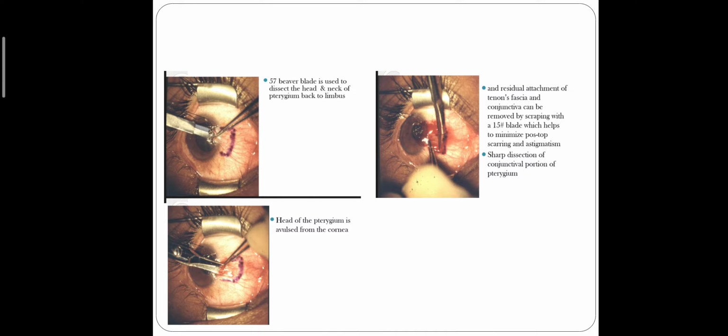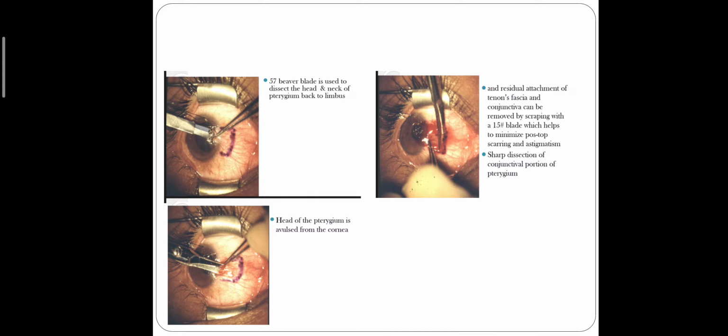I have not mentioned this elastotic degeneration anywhere, so you just note it down. It's an elastotic degeneration of the subconjunctival tissue, not the conjunctiva. It's the subconjunctival tissue which appears wing shaped or triangular shaped and encroaches the cornea.